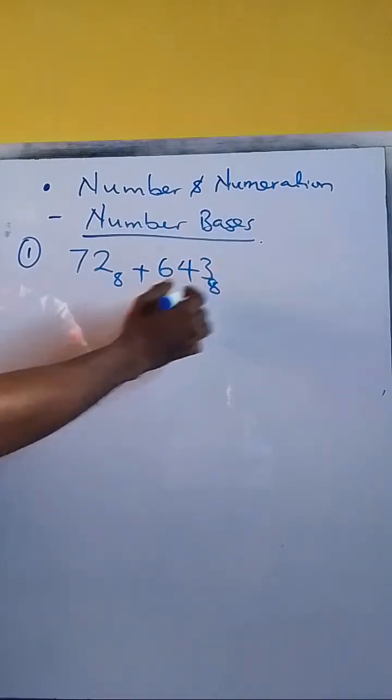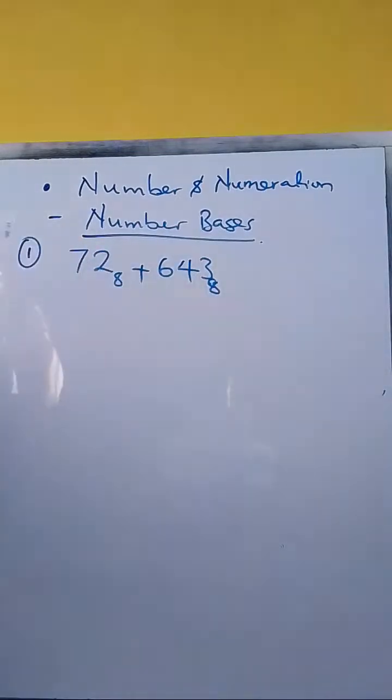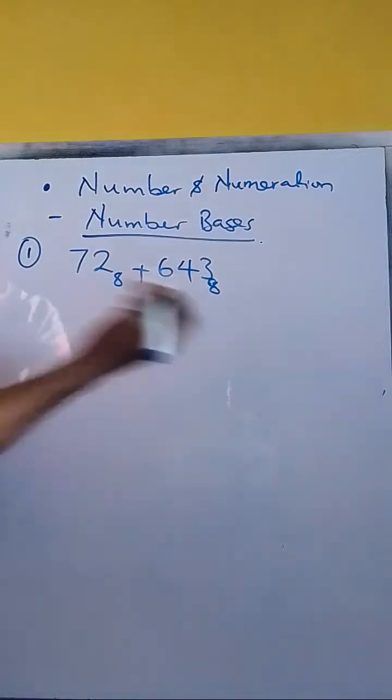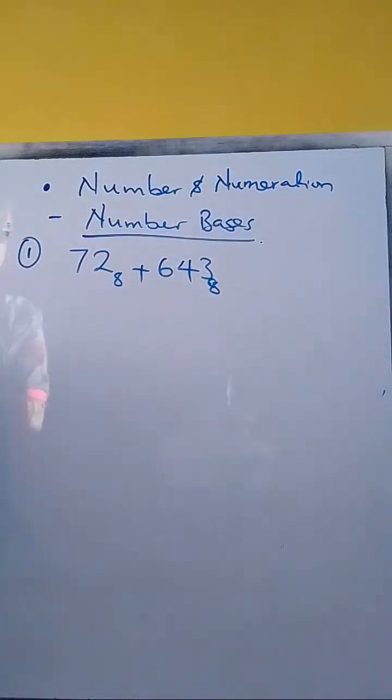Now, you can see I pronounce this one as 7-2. It's not seventy-two because we are not working in base 10. So we pronounce the numbers one after the other. So now, let's evaluate this. We are adding, and what we are adding here is in base 8. How do we go about that?